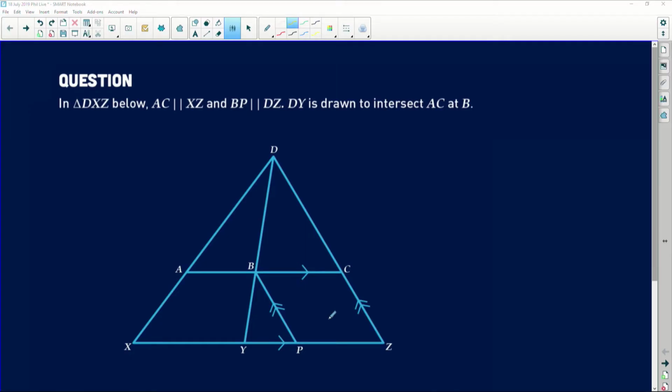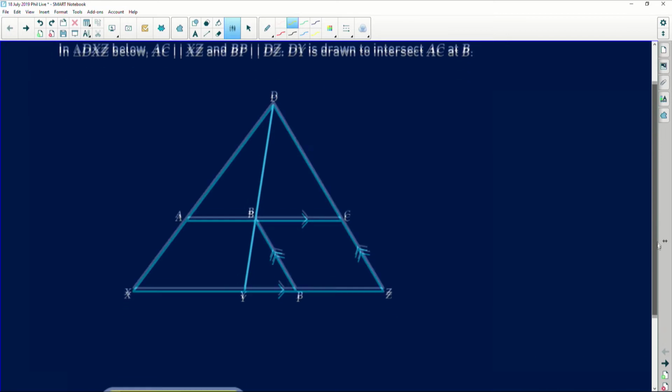So we get... It says, in triangle DXZ below, AC is parallel to XZ and BP is parallel to DZ. Okay, so AC, this line here, is parallel to XZ, and BP, this line here, is parallel to DZ, this whole line here. Okay, DY is drawn to intersect AC at B. So we have this line DY that intersects AC at B. And there's only one question that we have to answer for this.